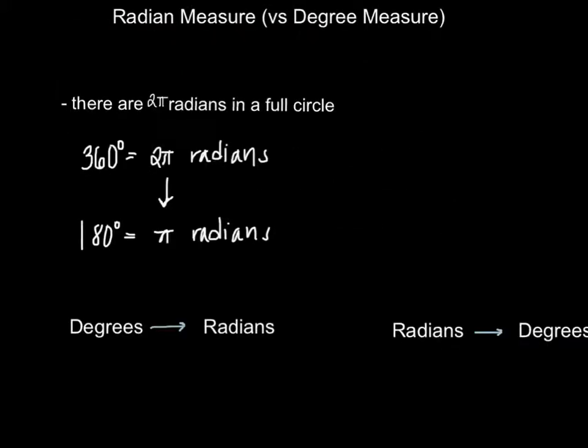So finally, in our section, we're going to be talking about radian measure, and we're going to be comparing this to degree measure. So a radian is a value that we use to measure circle values similar to degrees, actually, like I said. And there are 2 pi radians in a full circle. Therefore, 360, which is a full circle, is 2 pi radians. And therefore, 180 degrees equals just 1 pi radian.